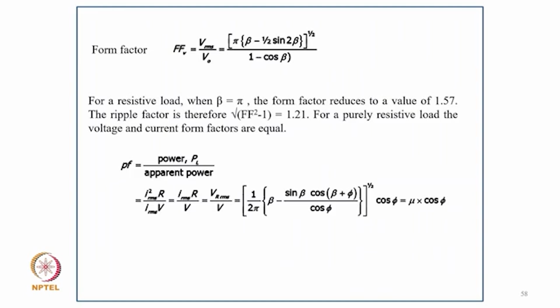Now the form factor FV is VRMS upon V0, that is square root of [pi (beta minus half sin 2 beta)] divided by (1 minus cos beta). For a resistive load, when beta equals pi, the form factor reduces to 1.57, and the ripple factor is therefore square root of form factor square minus 1, equal to 1.21. For a resistive load, the voltage and current form factors are equal, and power factor is power divided by apparent power. So IRMS square R upon Irms into V, putting in the value, it comes to cos phi.